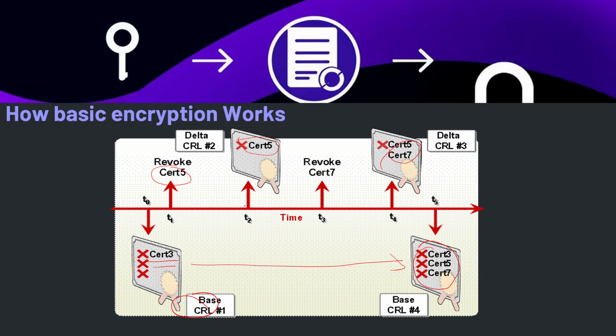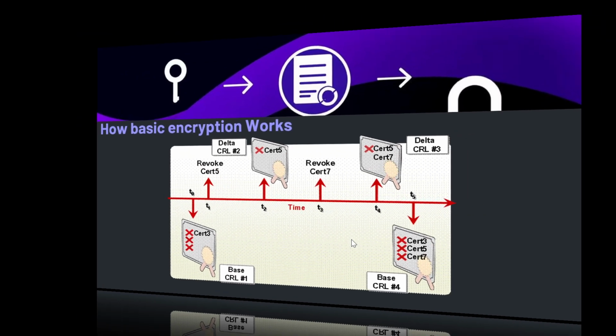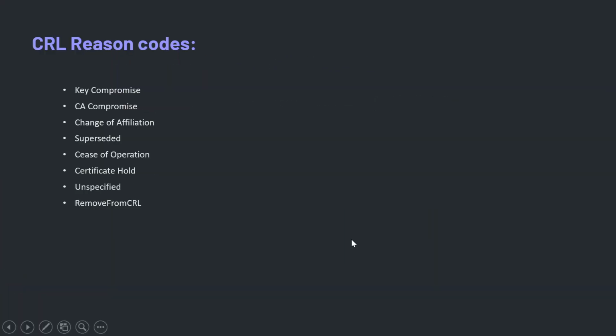It will be updated after 7 days, but the delta CRL will be published every day, and it will check if any certificate is there or not. It will add that, and then that will be sent to the base CRL. Okay. Now the next point which we checked was the CRL reason codes.